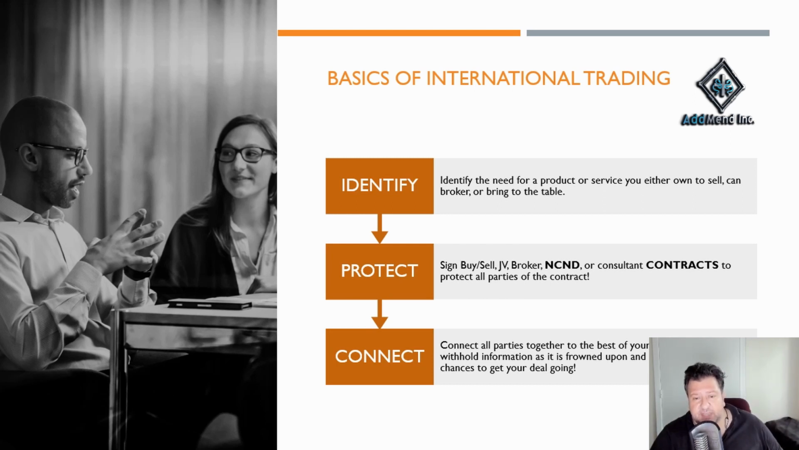Protect. You need to sign a buy-sell, joint venture, broker, NCND, or consultant contracts to protect all parties of the contract, the major contract. And you connect all parties together, as I said. Do not hide information. Just be transparent so you can earn the trust of all the parties of the contract to make sure that the contract gets executed, and at the end of the day, you make the money that you've earned, and your work will not be free. You need to get paid for what you do.